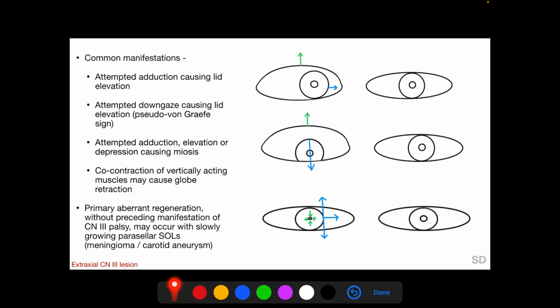In primary aberrant regeneration, there is absence of a preceding manifestation of a third cranial nerve palsy, and this usually occurs with a slowly growing lesion such as a meningioma or a carotid aneurysm within the cavernous sinus.